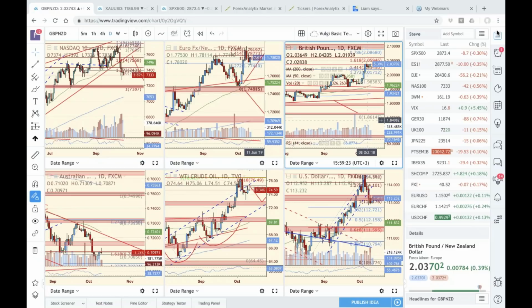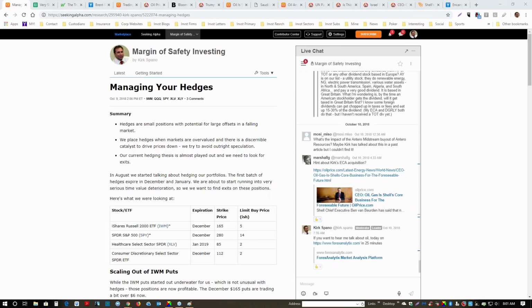Can you see my screen where it says managing your hedges? Not yet. No, I can't see it. So you have to... How do I? There's a share screen drop menu. There we go. Have it. Now you can see it?